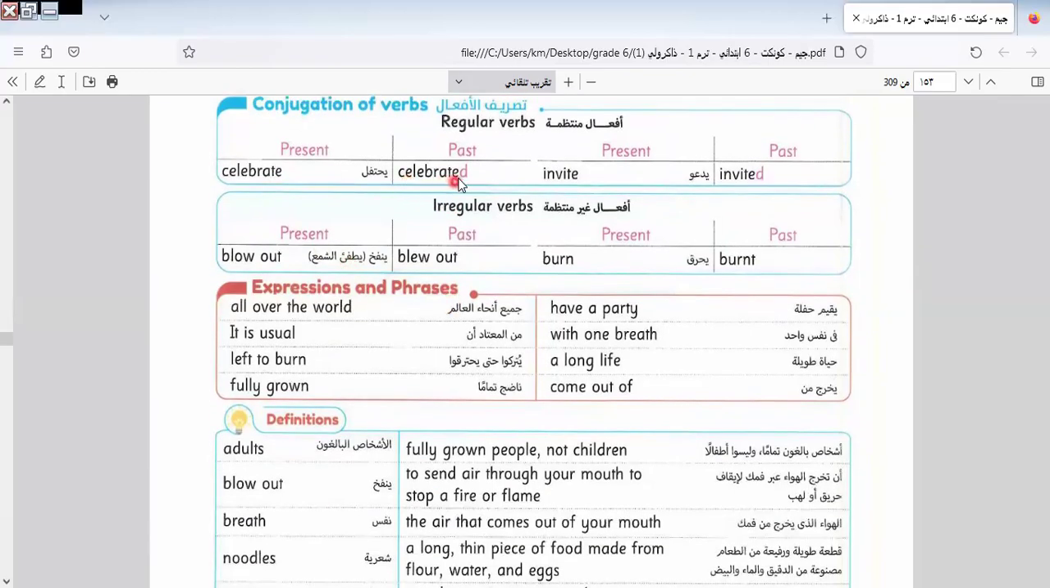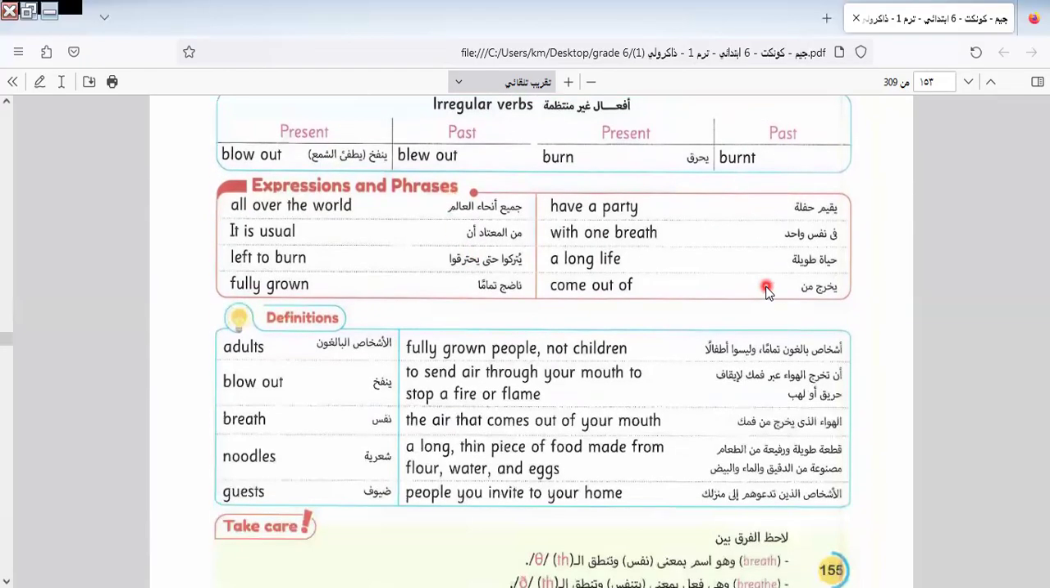Here we have celebrated, adding ed here. Invited, we have ed here. Blew, burned. Some of you are saying, Miss Iman, where do we find these irregular verbs? The irregular verbs are available in all books, the extra book and the textbook. We must memorize them from any book. If you search for it, you can find it and memorize it. It's not difficult to do.